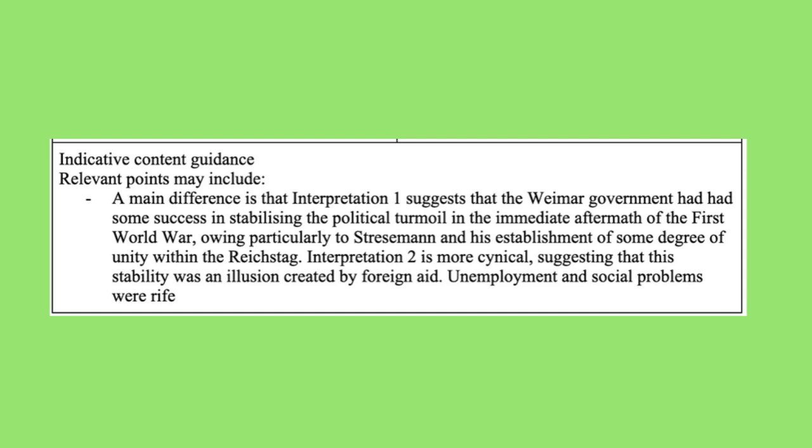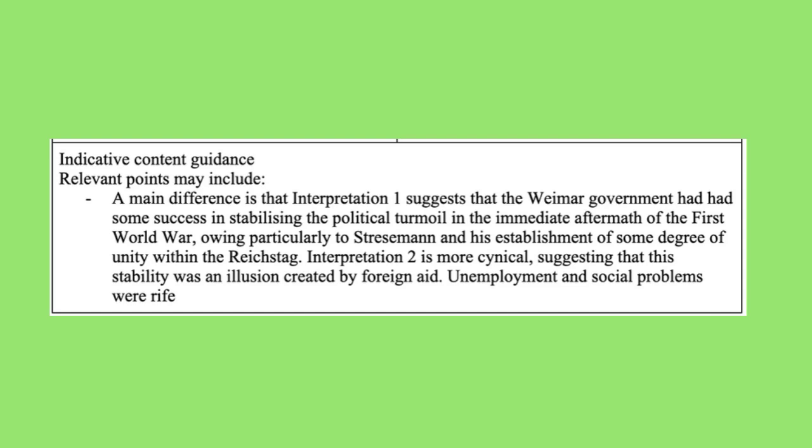So for this question, they've said that a main difference is that interpretation 1 suggests that the Weimar government had some success in stabilising the political turmoil in the immediate aftermath of World War I, owing particularly to Stresemann and his establishment of some degree of unity within the Reichstag. So we've gone into a fair bit of detail there, and if you can pluck out bits of detail from the source, like maybe some quotes or things like that, it makes it really clear and shows that you've explained it fully. Now we need to discuss interpretation 2.